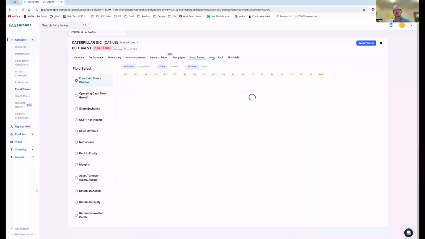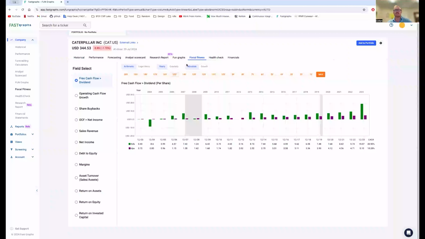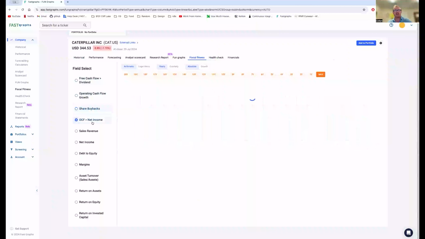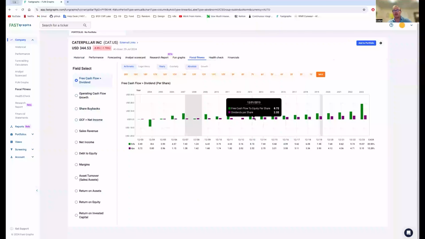We can also go to the Fiscal Fitness, which is a section that gives you some pre-built charts: operating cash flow growth, share buybacks, operating cash flow greater than net income. And I can see on here that free cash flow for the most part is covering the dividends.